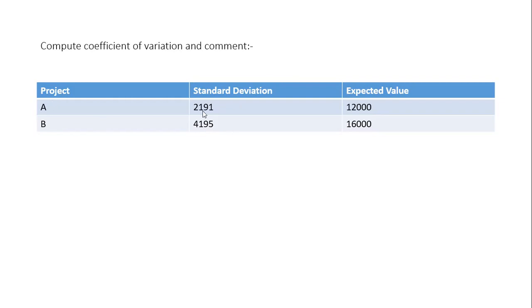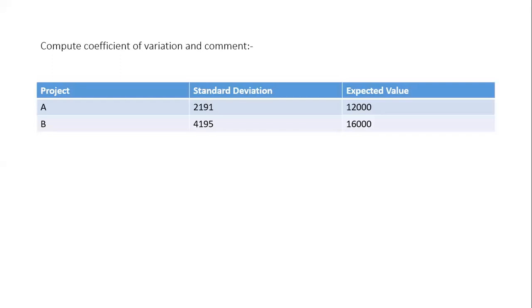Project A is having risk of 2191 standard deviation. Project B is having a risk of 4195 amount, and the expected value is 12,000 for project A. The expected value of project B is 16,000. So we are supposed to calculate coefficient of variation.